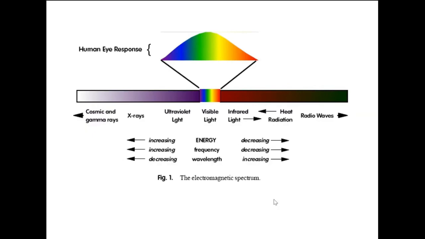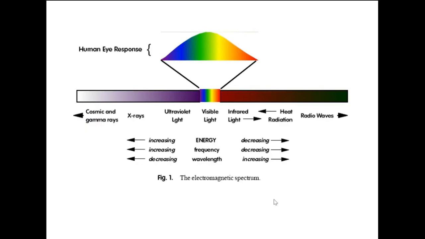Coming to the electromagnetic spectrum. Assume the sun emits light of different wavelengths, which includes cosmic and gamma rays on your left up to radio waves. Radio waves have higher wavelengths, cosmic and gamma rays have lower wavelengths. So this whole spectrum is called the electromagnetic spectrum.